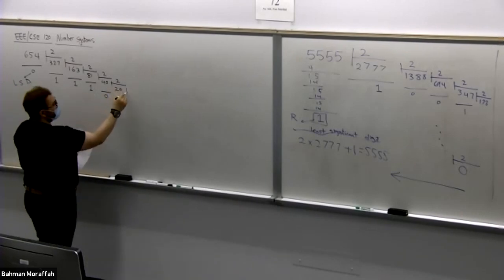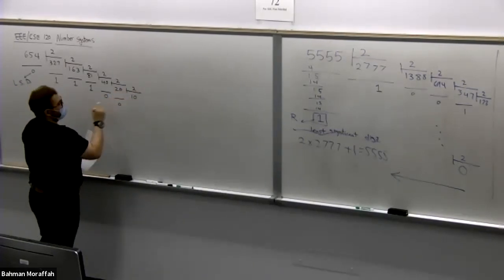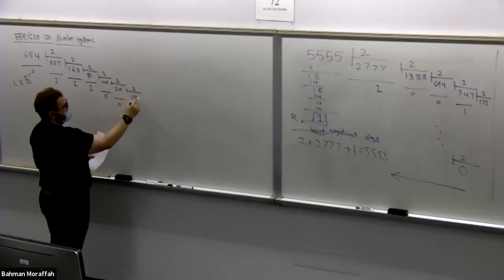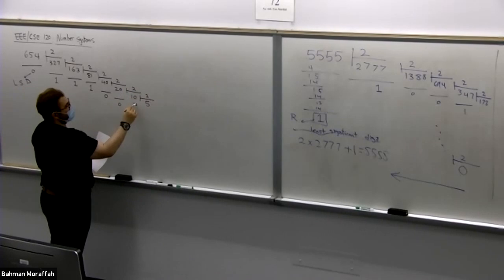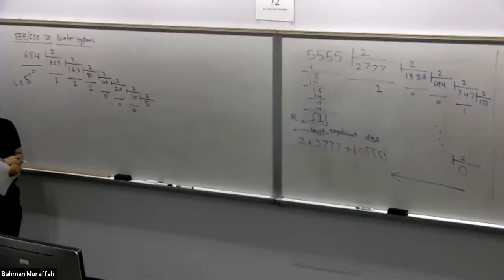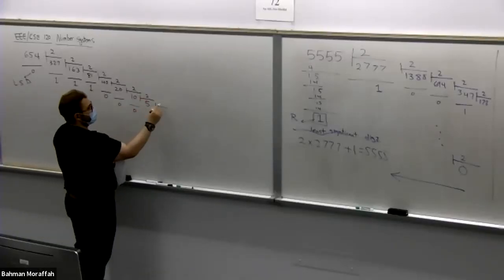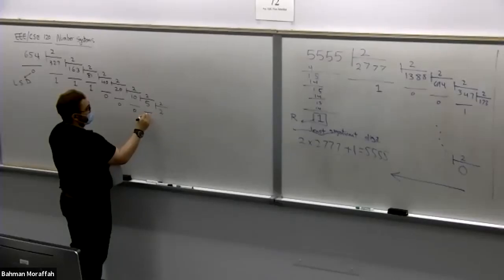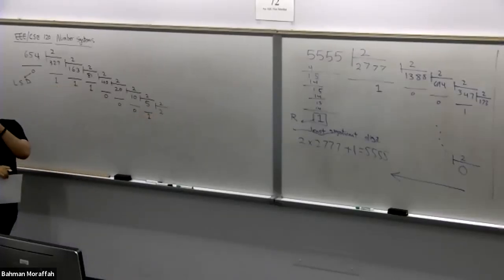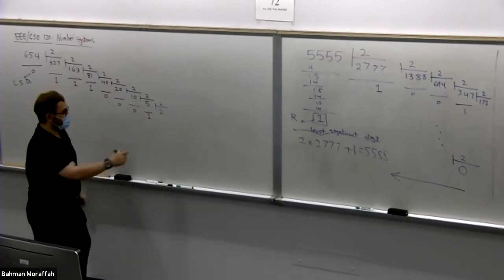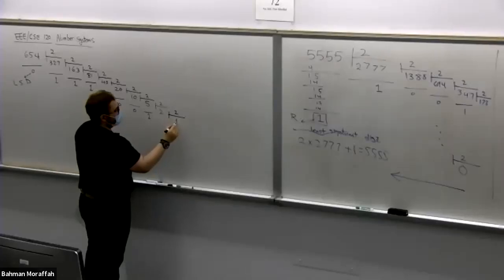20 is bigger than 2, divided by 2, I get the remainder of 0. This quotient 10 is bigger than 2, divided by 2, I get the remainder of 0. Still, this 5 is bigger than 2, so I divide it by 2, I get the remainder of 1. This 2 is bigger than or equal to 2, so I still need to divide it by 2. If I divide it by 2, I get 1, and that's it.